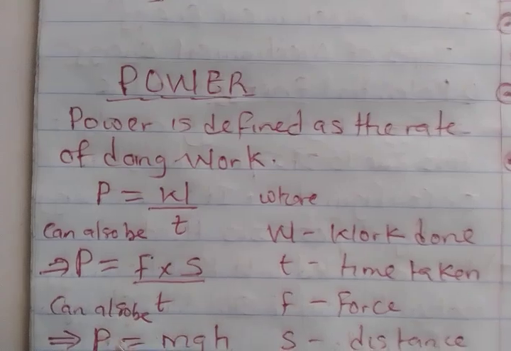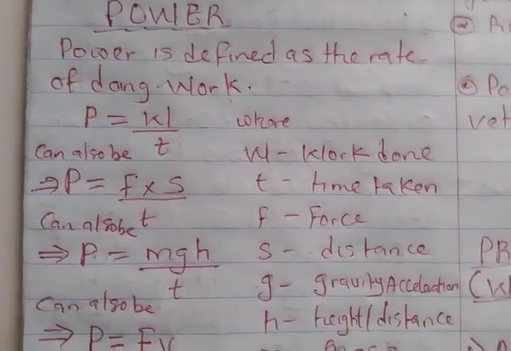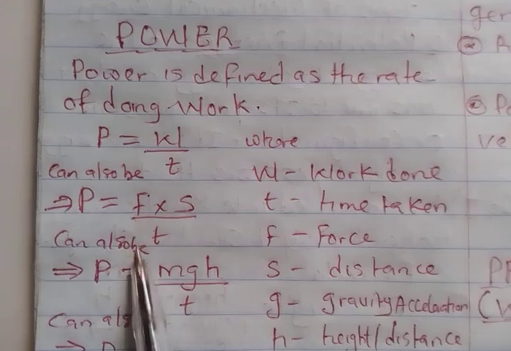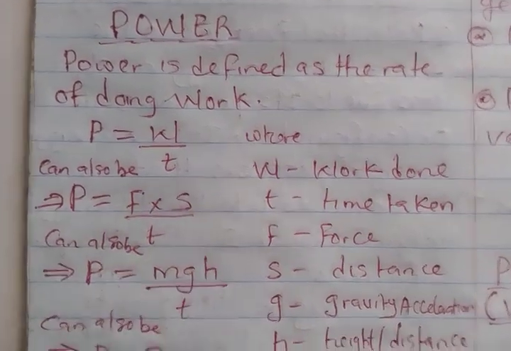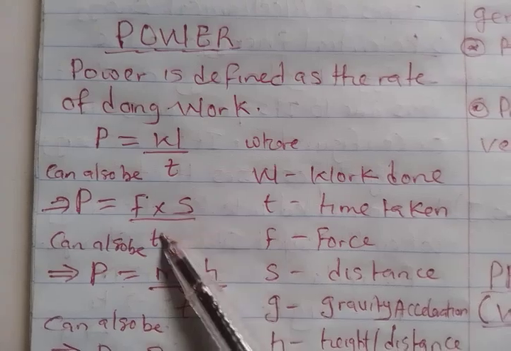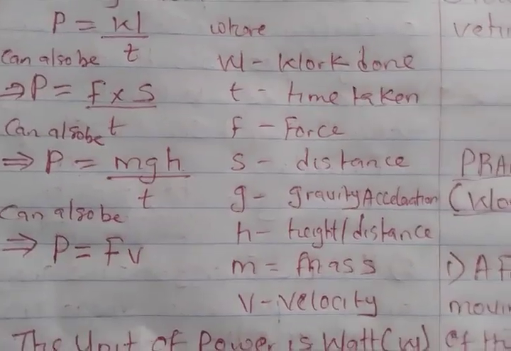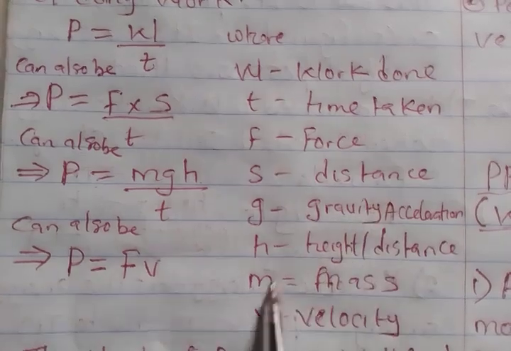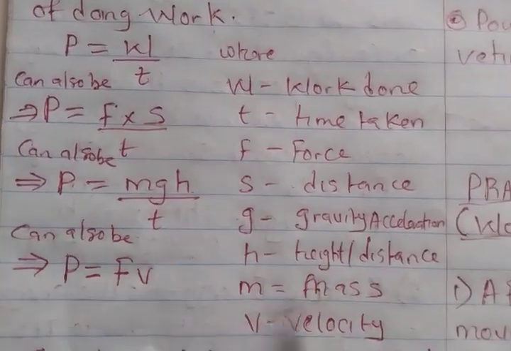So F is the force and s is the distance. We already know that F can be equal to mg, and s is also the same thing as height, so they are both distance. That means we can write the formula as mgh over t, where g is acceleration due to gravity, h is the height or the distance, and m is the mass.